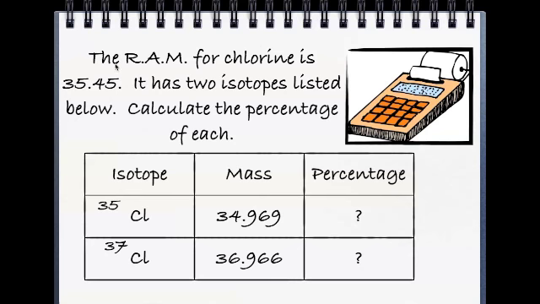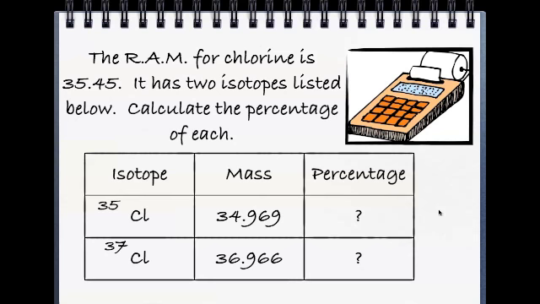The question is this: the relative atomic mass for chlorine is 35.45. It has two isotopes listed below. Calculate the percentage of each. So here's the mass of each isotope. What is the percentage? This is where it gets a bit tricky, so I'm going to run through the process for this.